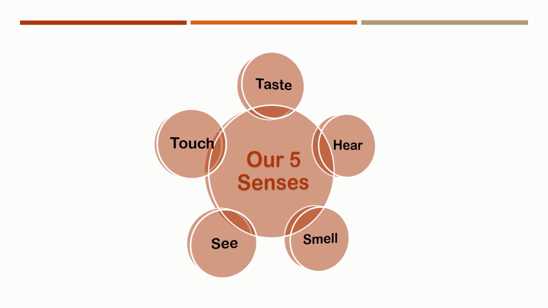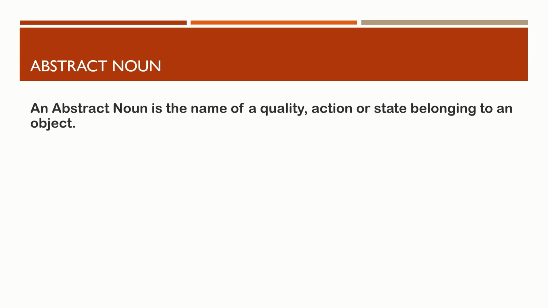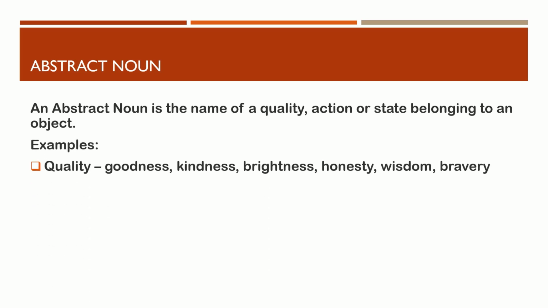Now, abstract noun. An abstract noun refers to a quality, action, or state belonging to an object. For example, goodness, kindness, brightness, honesty, wisdom, bravery. All these refer to qualities belonging to an object.